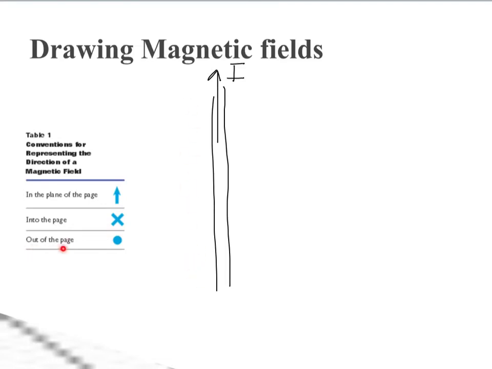So you'll see here, it says out of the page, you draw a circle. So we're just going to put some little circles on this side of the page. And that means the magnetic field is coming towards you. Now, if you think about it, to get your hand around that wire, you had to push your fingers into the page before they came out.